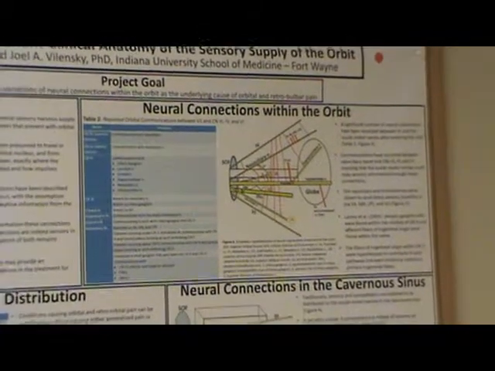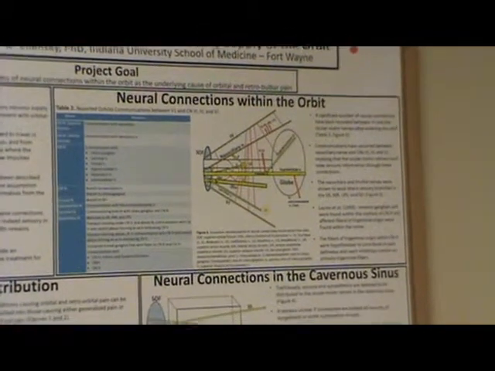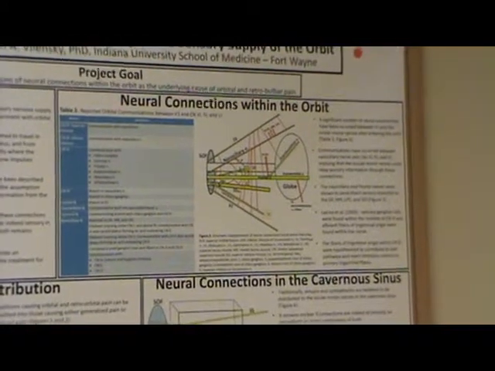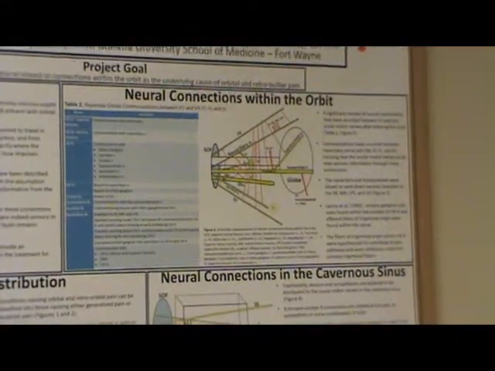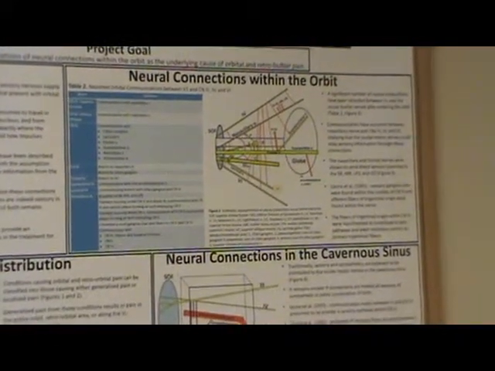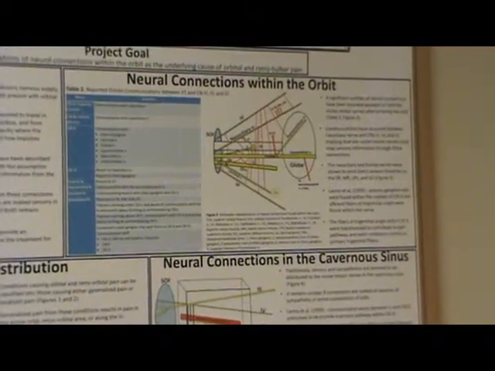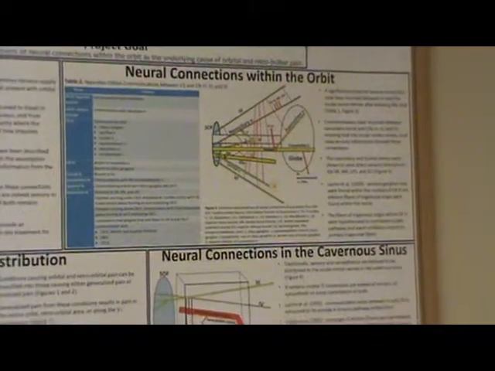Conditions causing orbital and retroorbital pain can be classified into those causing generalized pain or localized pain. Autonomic symptoms may also accompany orbital pain syndromes, such as conjunctival injection, lacrimation, and rhinorrhea.